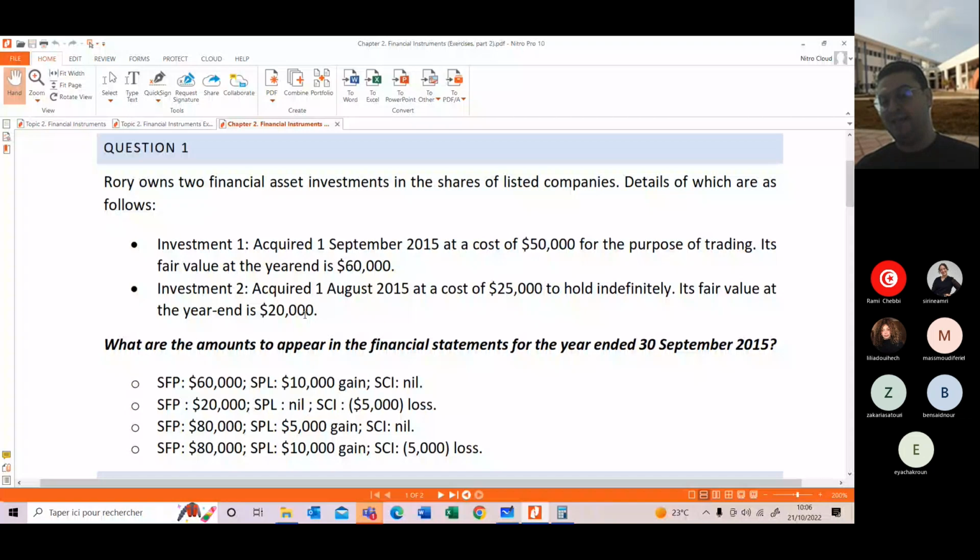So finally, the D, it is correct. The statement of profit and loss shows a gain of 10,000. The statement of comprehensive income, a loss of 5,000. But on the statement of financial position, you see the two investments at fair value, 60,000 and 20,000. So this is 80,000. So the correct answer is D.